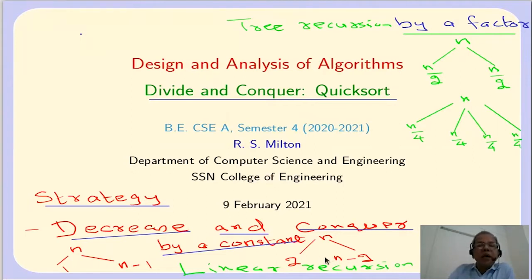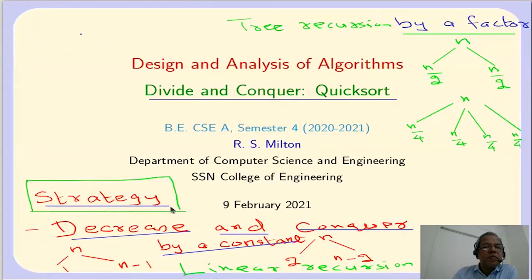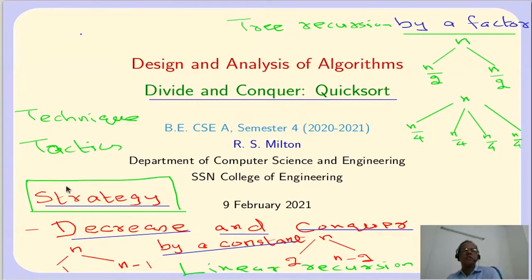Decrease and conquer and divide and conquer are algorithm strategies. Recursion or iteration is not a strategy, it is a technique. Look up the dictionary for the difference between these words: technique, tactics, and strategy. The course is about algorithm design strategies, not about techniques or tactics.